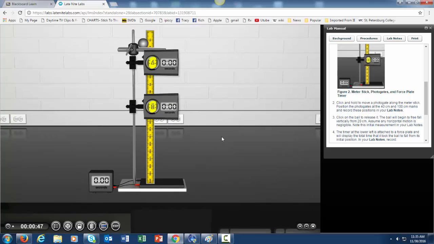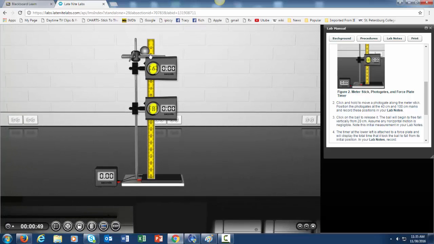Now it's important to note that the ball here is starting at 20 centimeters. This is going to have an effect on our data later on. So what we do is we click on the ball falls, that's the total time that the ball took to fall from 20 centimeters to the bottom, and these photo gates measure the time at which the ball passes them. So it took 0.05 seconds to get to 40 centimeters and 0.35 seconds to get to 100 centimeters.